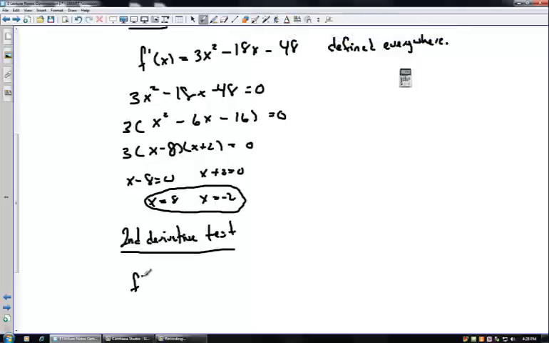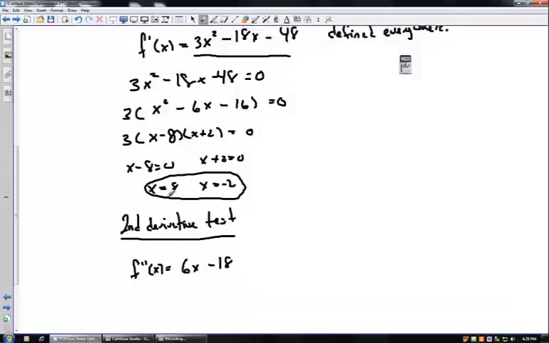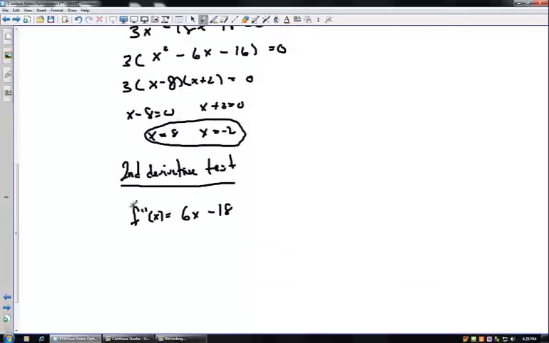So f double prime of x is equal to, and I come back up here, and I'm going to take this derivative. The 2 comes down, and I get 6x minus 18. And then I'm going to test these points. So let's just take a look at each of these points I found. So let's look at f double prime of 8. And so that's equal to 6 times 8 minus 18, which is 48 minus 18, which equals 30.